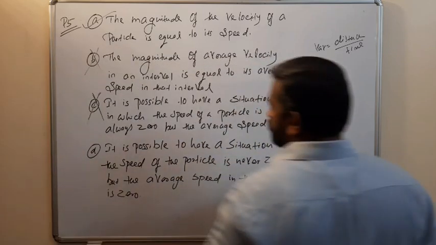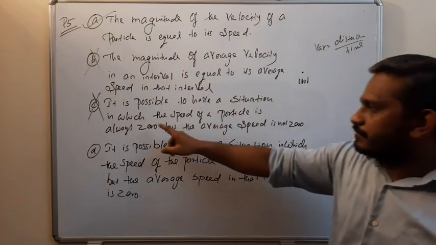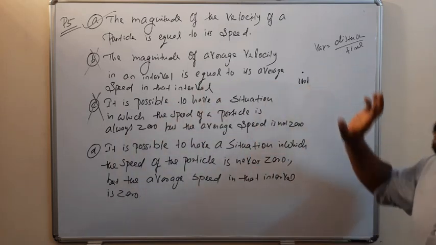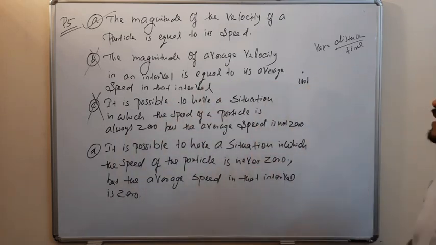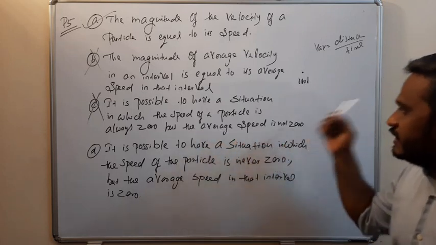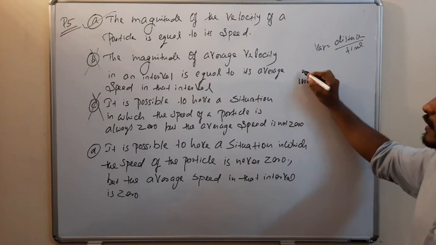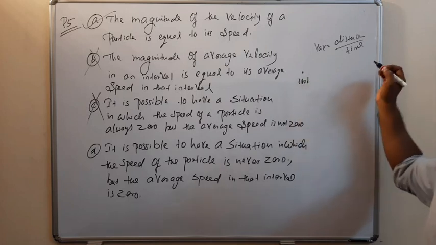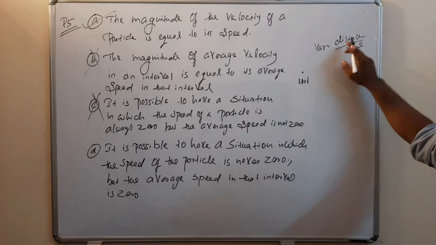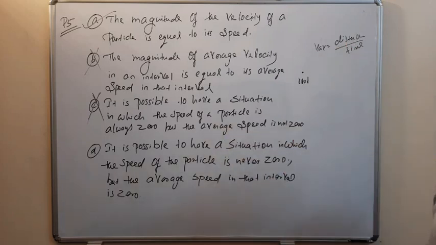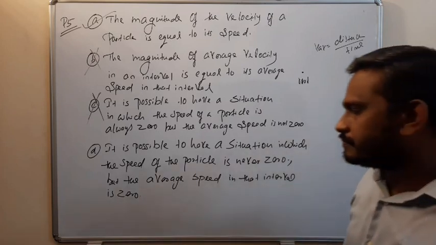Clear? So it is possible to have a situation in which the speed of a particle is always zero, which means the object is at rest. But the average speed is not zero. Average speed is equal to distance by time. So how is it possible the object which is at rest can travel a distance? It's not possible. So V is equal to distance by time. That's why that statement is also wrong.